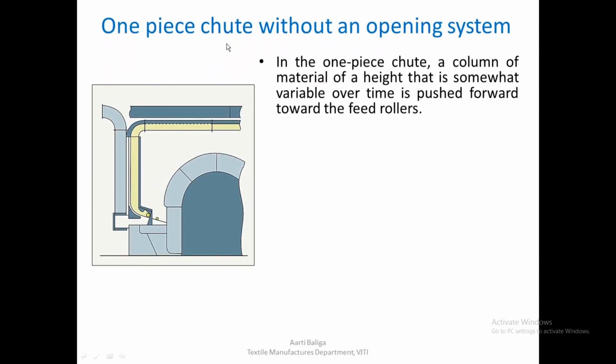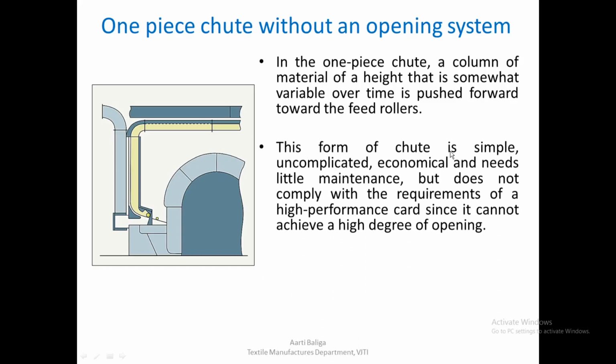So what are the various chute feed systems that are available? The first one we shall see is the one piece chute without any opening system. This is simply a duct which will allow material to come to the card. In the one piece chute, a column of material of a height that is somewhat variable over time is pushed forward towards the feed roller. So there is not much control over here. This form of chute is simple, uncomplicated, economical and needs less maintenance, but it does not comply with the requirements of the high performance card since it cannot achieve a high degree of opening.